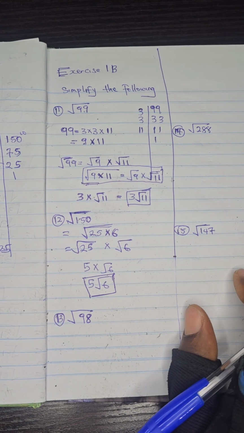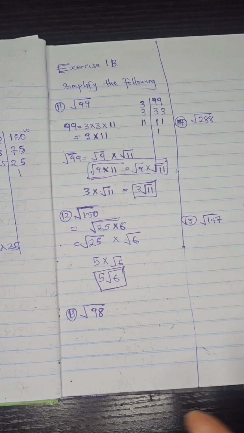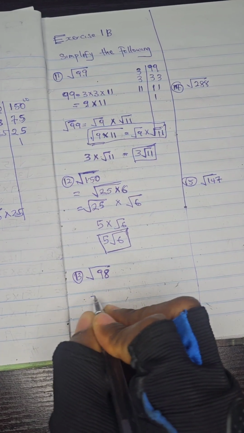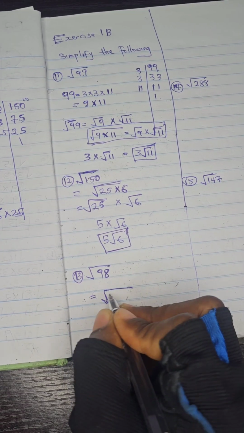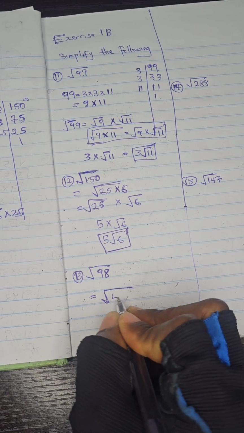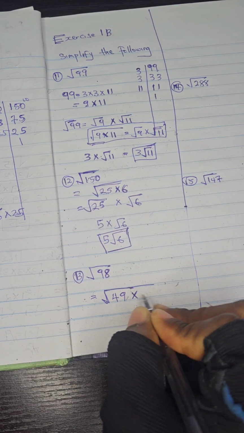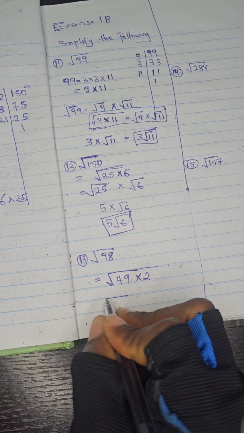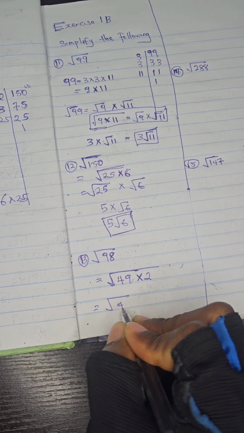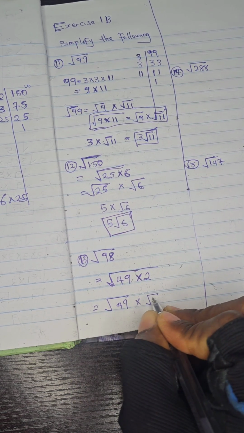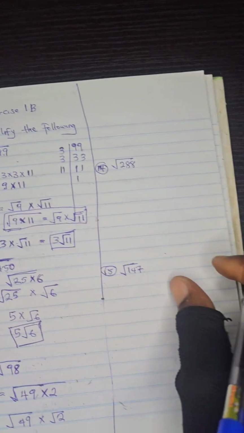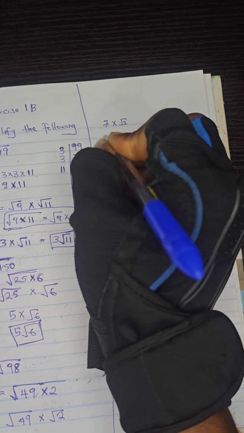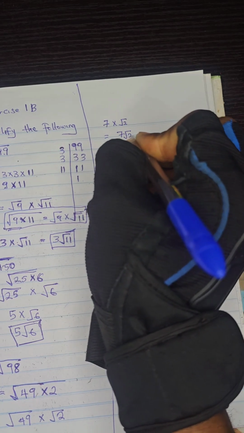You can also cross-check it. If you have the textbook, you can check the answer section. For this, it is equal to square root of 49 times 2. 49 is a perfect square, so we have square root of 49 times square root of 2. So we continue from here. That's equal to 7 times square root of 2. So the final answer is 7 root 2.